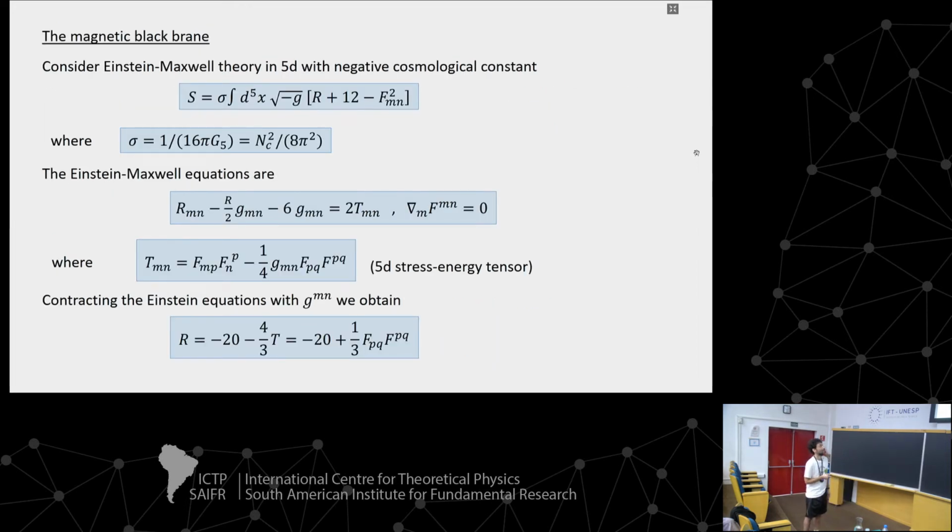Now the topic of this presentation, the magnetic brane. To obtain a magnetic brane, you start with Einstein-Maxwell theory in 5 dimensions, with a negative cosmological constant. The gravitational coupling is fixed for this type IIB superstring theory. And then you just solve these Einstein-Maxwell equations.